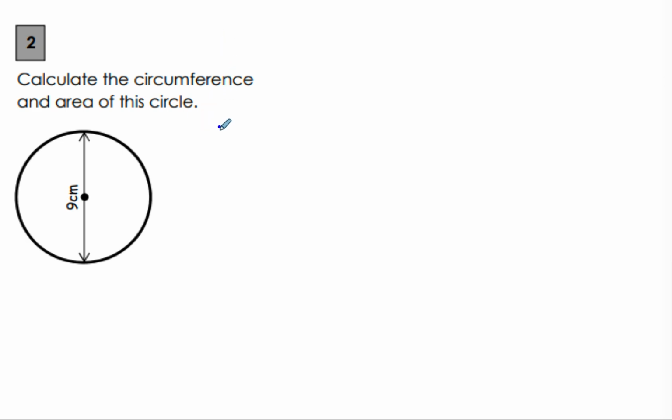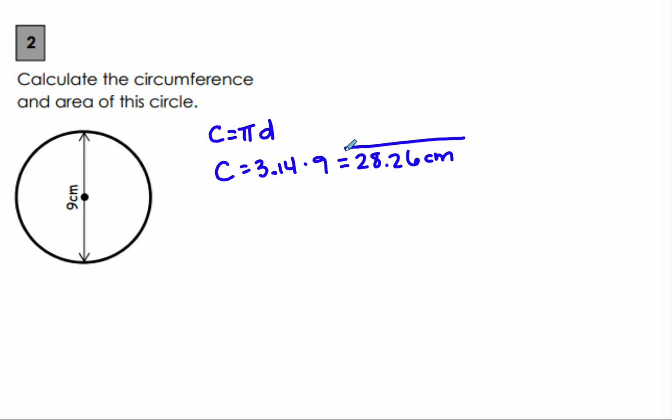Let's check our answers. So we'll do circumference first, pi times diameter. So circumference equals 3.14 times our diameter, which is 9. And when we do that, we get 28.26. That's going to be centimeters.